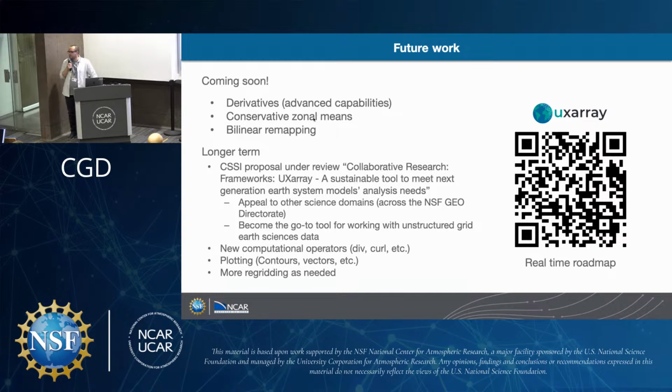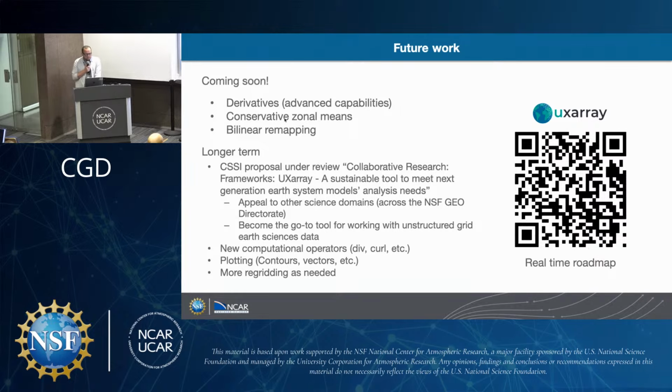Also, conservative zonal means is what we are currently working on in UXarray. Bilinear remapping is a work in progress, which is, I think, the closest to being released. Maybe in the April version, or really soon, you will be seeing bilinear remapping as well.